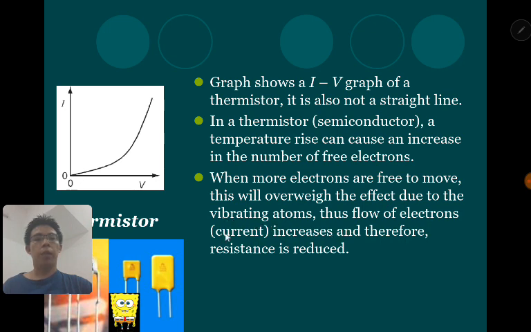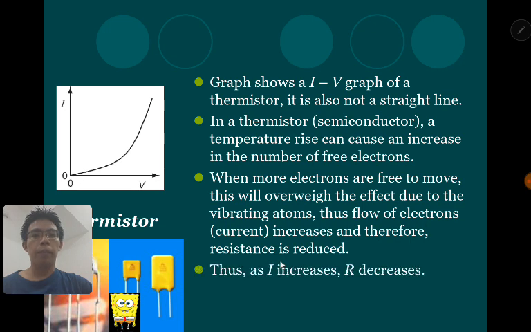Because of this, it outweighs the effect of the vibration. Its influence is larger than the one caused by the vibration, and therefore the current increases, and therefore the resistance is reduced. Both are happening, but one has greater influence on the overall effect, so the resistance is reduced as opposed to what happened to the conductor. So this explanation you need to be clear on. And therefore as current increases, R decreases.